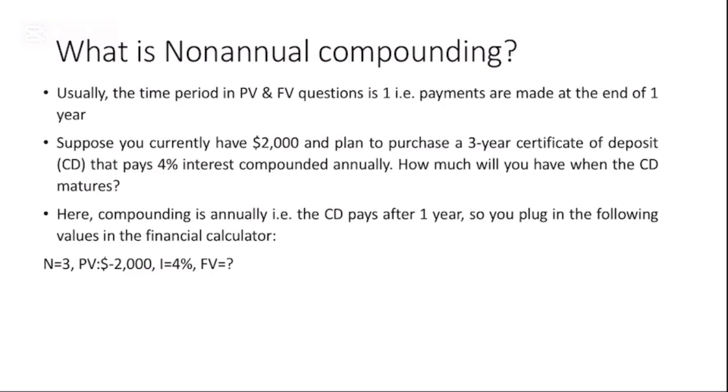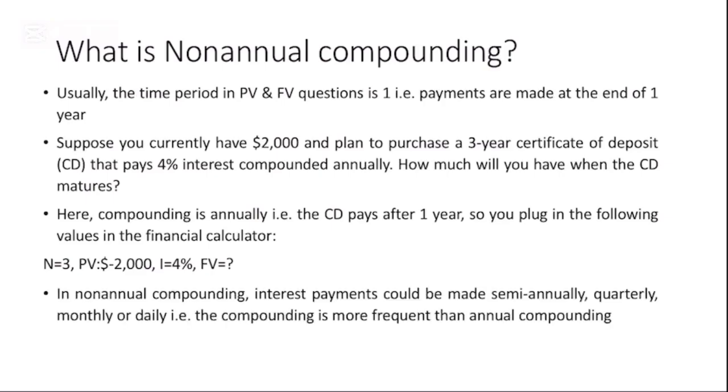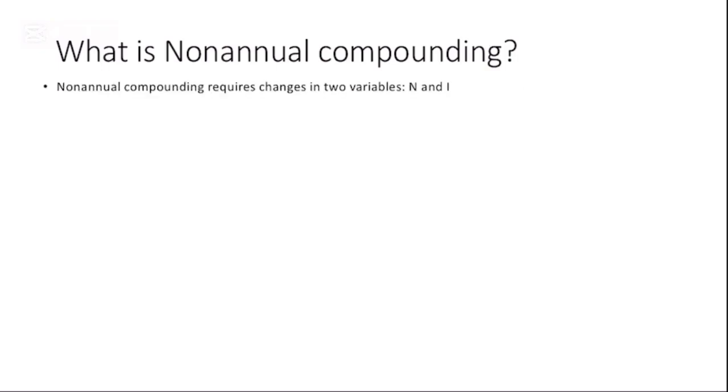N is equal to 3 since it's a 3-year certificate of deposit. Present value is $2,000. The interest rate is the nominal interest rate of 4%, and you plug in these values and you'll find the future value. But in non-annual compounding, interest payments could be made semi-annually, quarterly, monthly, or daily. That is, the compounding is more frequent than annual compounding. This is the basic difference between non-annual compounding and annual compounding.